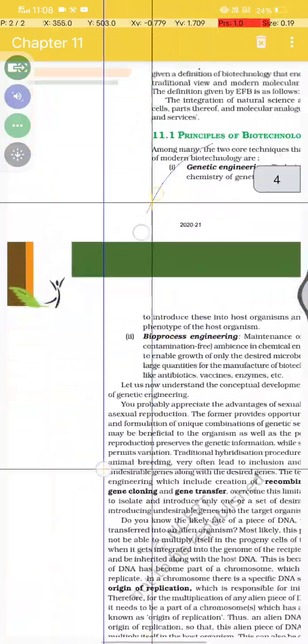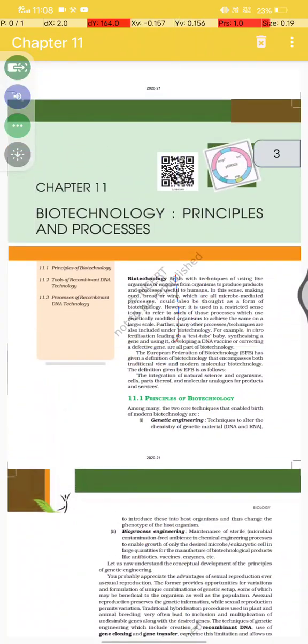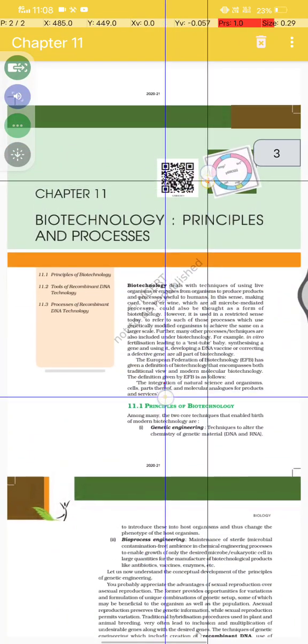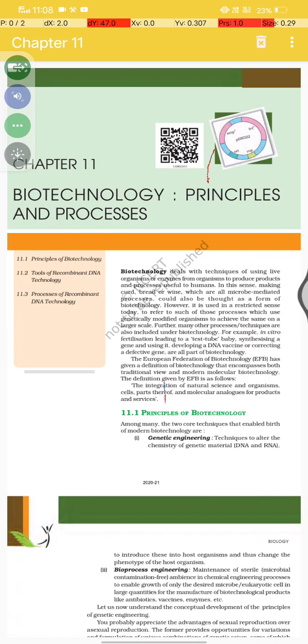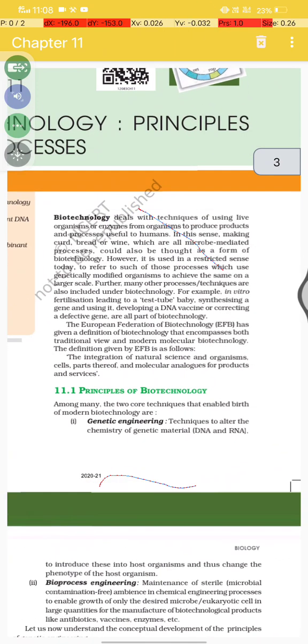Now today we are going to start chapter number 11, and the name of the chapter is Biotechnology: Principles and Processes. Okay, now let's start.